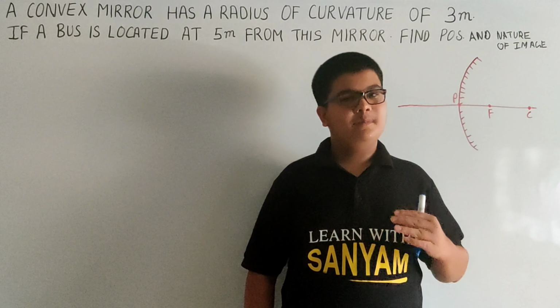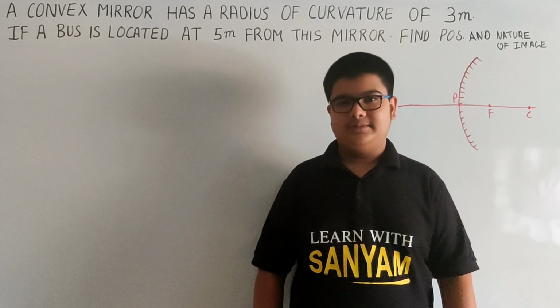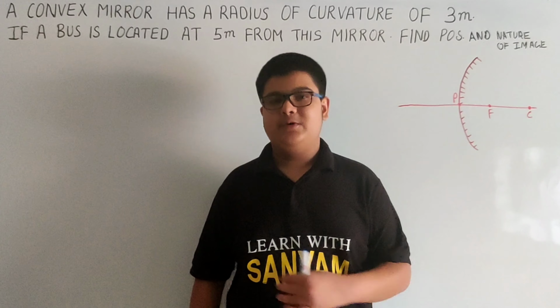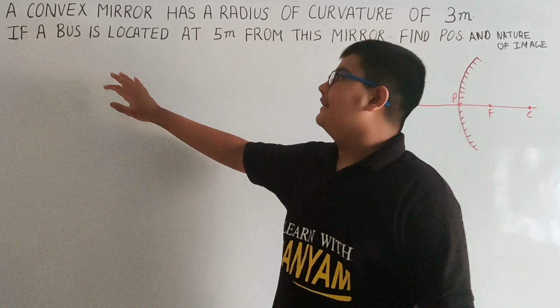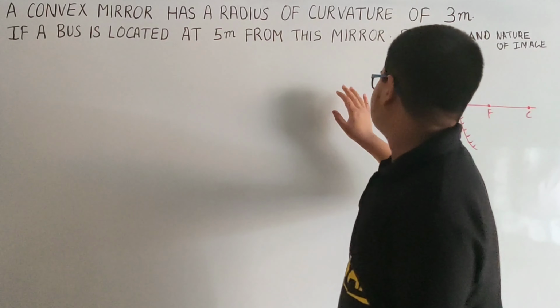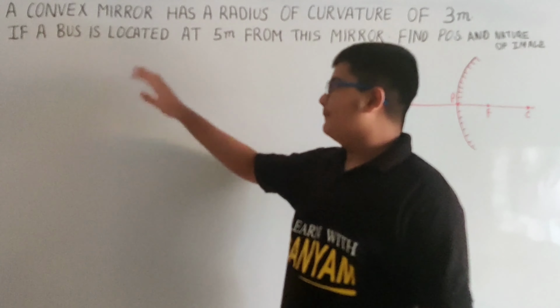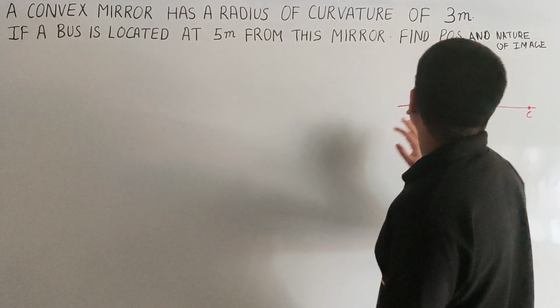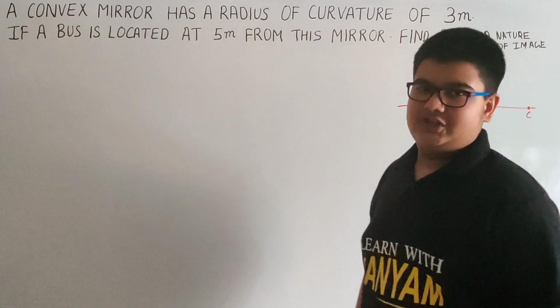So now let's solve a numerical based on the mirror formula. This numerical is from example 10.1 of the NCERT textbook. The numerical says that a convex mirror has a radius of curvature of 3 meters. If a bus is located at 5 meters from this mirror, then find the position and nature of the image.